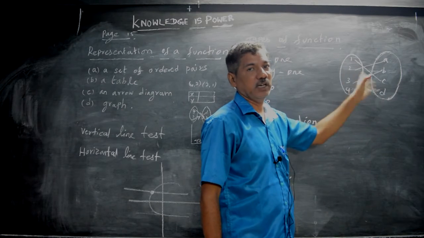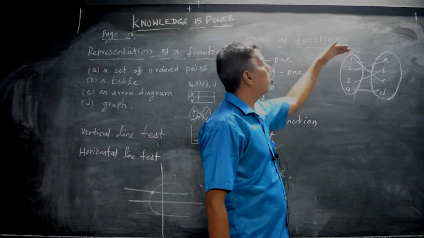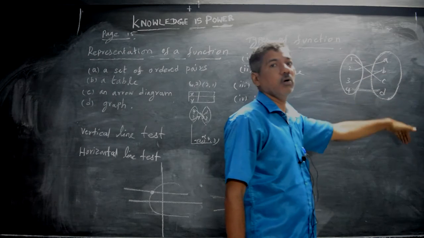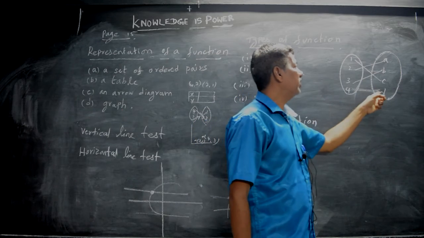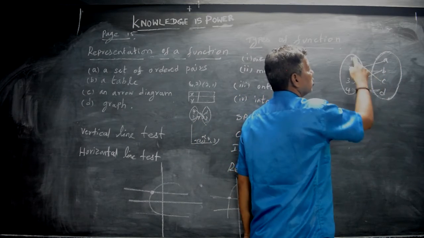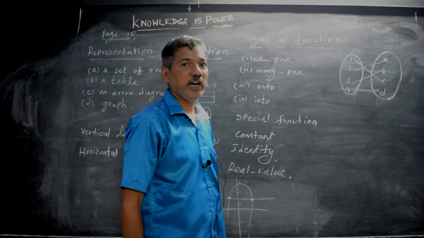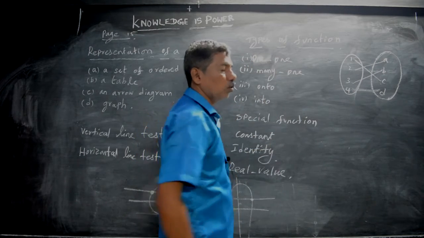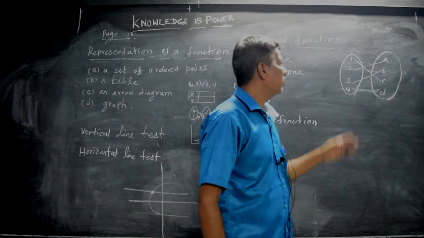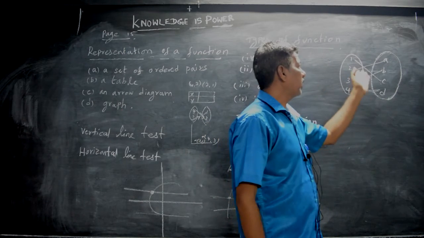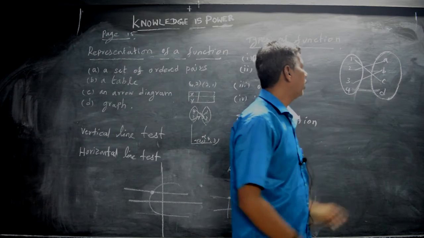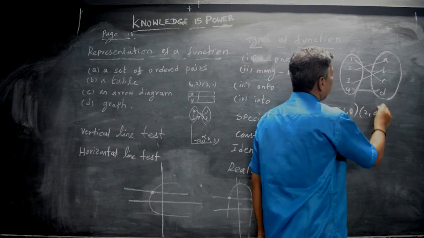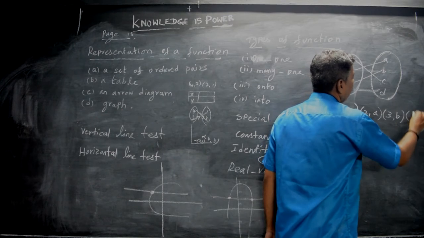They will ask what type of function this is. Every element in the domain is related to an element in the codomain, as a pre-image and image. Therefore it is called a one-to-one function. It's clear? When they give a function and ask what type of function it is, sometimes they will give it as an arrow diagram, sometimes they give the pairs like that: 1 comma C, 2 comma A, 3 comma B and 4 comma D.